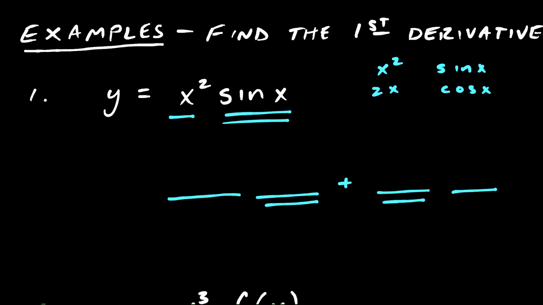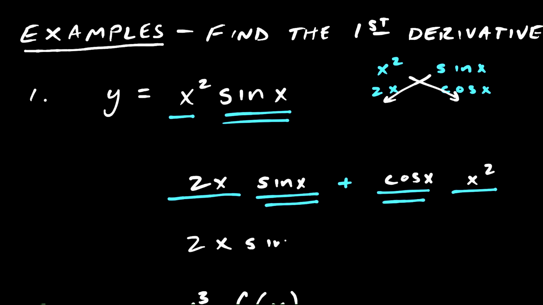To help us out, let's go ahead and do this little cross-multiplying trick. We have 2x times sine x, so we'd have 2x sine x. And then over here, we have cosine x times x squared. And again, because it's multiplication, the order doesn't matter, so we can rewrite this however we want. So let's just clean this up.